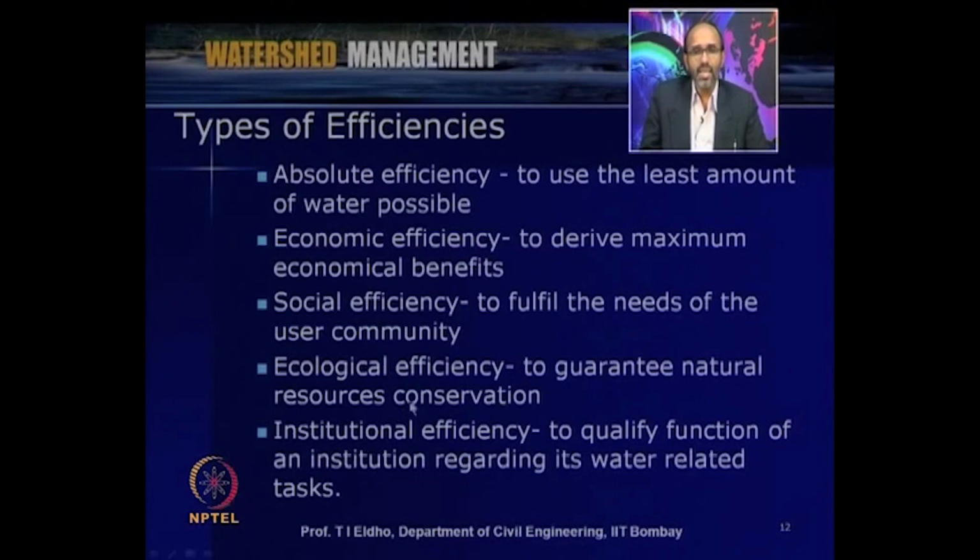Then ecological efficiency means to guarantee natural resources conservation. As we discussed earlier, the ecology needs a minimum use of water. So, how effectively we can supply it and reduce the usage is so-called ecological efficiency. Then institutional efficiency, to qualify the function of an institution regarding its water related tasks. When we look into various industries or establishments, we have to see how much water they are conserving and how they can reduce the use of water. Nowadays it is one of the norms, the so-called corporate social responsibility of the industries, like water conservation, water harvesting, water reuse, or water recycling. With respect to institutional efficiency, we can look into various aspects of that.